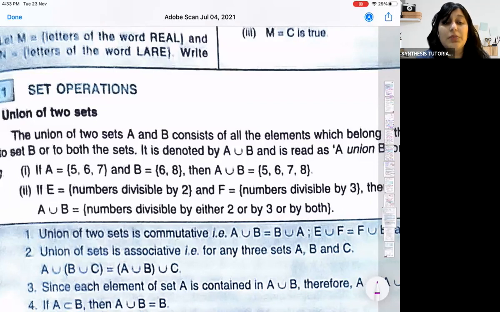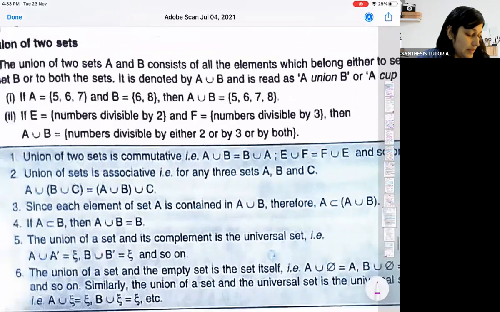It won't be A union B, it will be E union F, right? E union F will then be numbers divisible either by 2 or 3 or by both. So, you start with 2, 3, 4, 6, 8, 9, right? So 2 or 3, dono se. Now, let's see the rules.